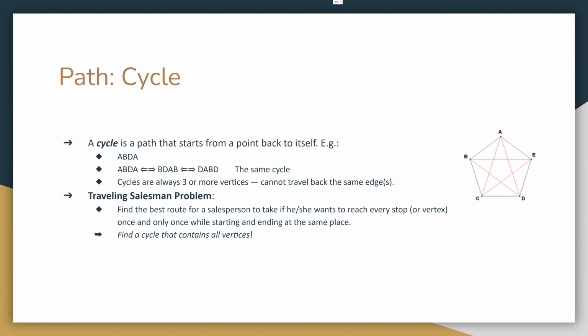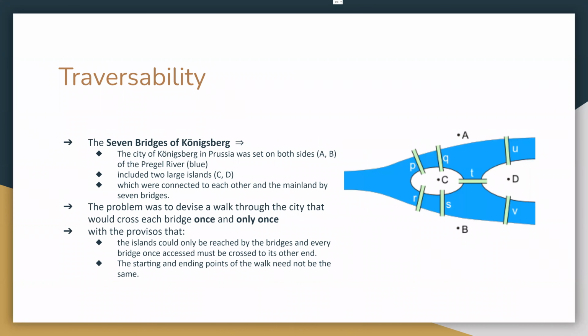And also, visit all the nodes, visit all the towns. So that is one of the, I guess, most famous problems in graph theory. And another one is called traversability.